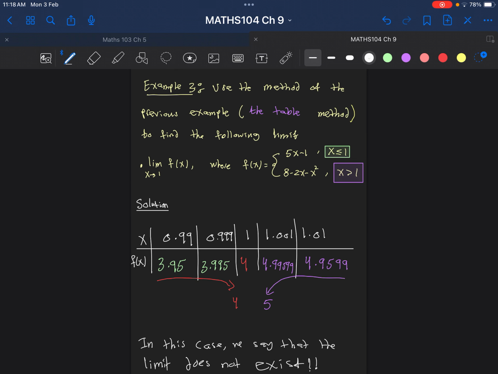So remember, if it's from different sides, we get different answers. If it's greater than 1, we get 5. Less than 1, we get 4. That's not acceptable. We should have only one answer for the limit. However, the function, if we substitute 1, we get 4. That we know. But as a limit, you have to check both sides. In the next example, we will start to find the limit without using the table. And we will use some kind of algebra. So we will need what you have learned in pre-calculus in order to do that.